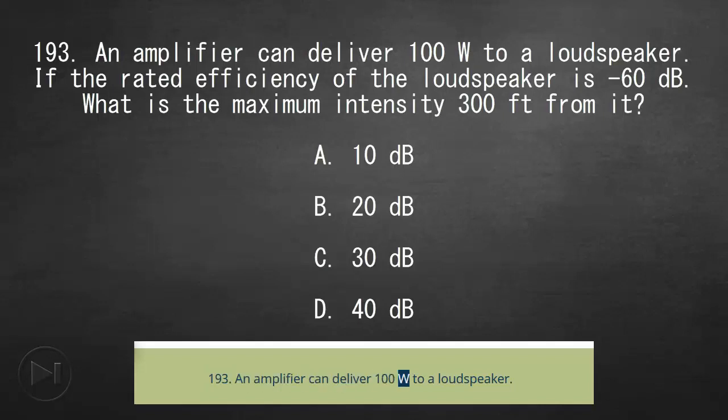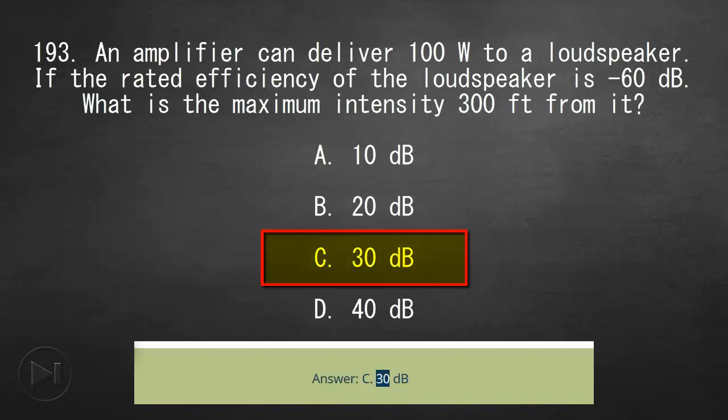193. An amplifier can deliver 100 W to a loudspeaker. If the rated efficiency of the loudspeaker is -60 dB, what is the maximum intensity 300 feet from it? A. -10 dB, B. -20 dB, C. -30 dB, D. -40 dB. Answer, C. -30 dB.